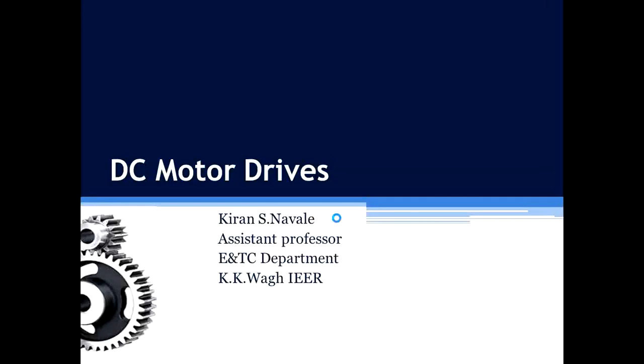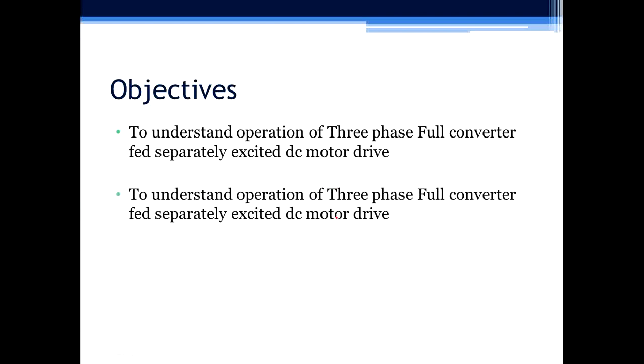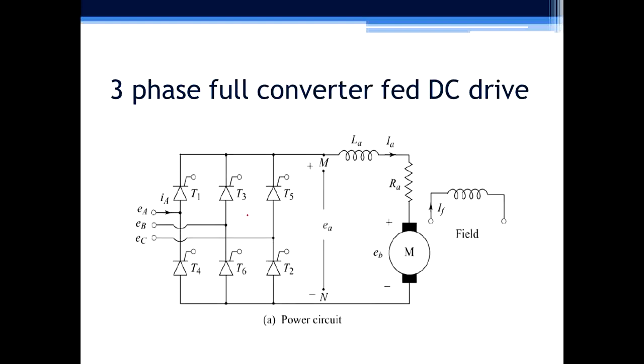Now let us understand operation of three-phase full converter fed DC motor drive. In this we will focus on operation of three-phase full converter fed DC motor drive. So this has again separately excited motor, and we have a field side here. Field is excited by another source. On input side, we are making use of 3-phase full converter which is fed by 3-phase AC supply.